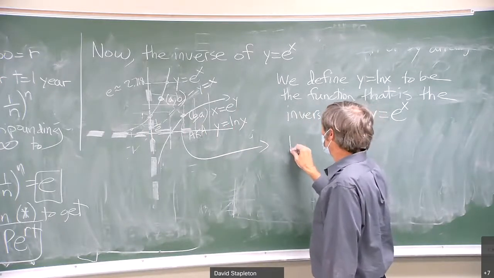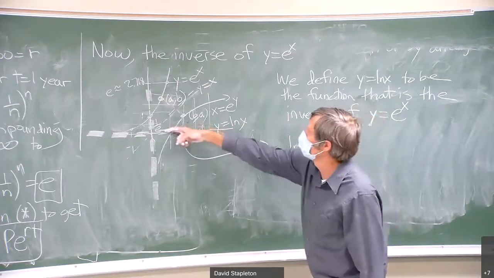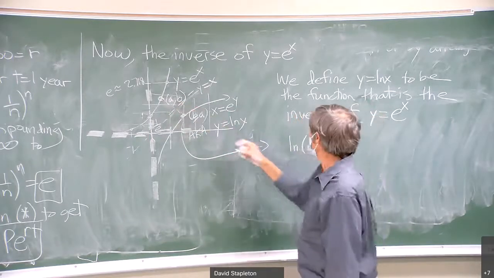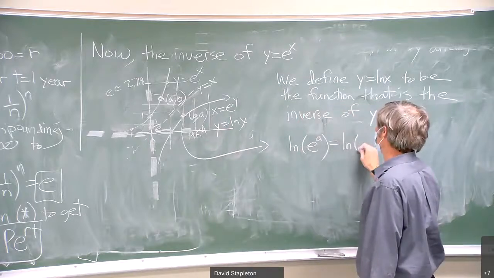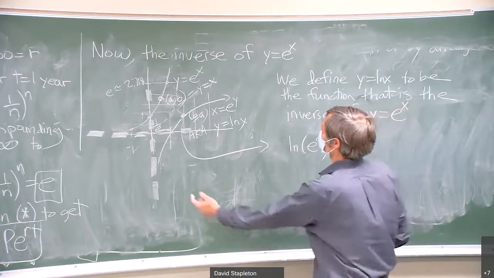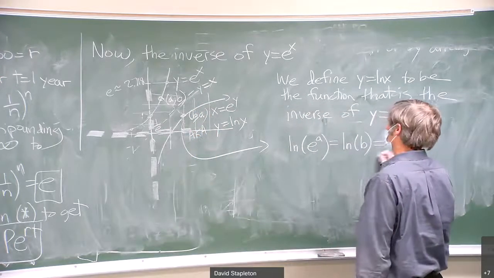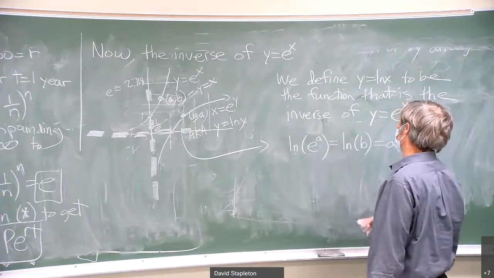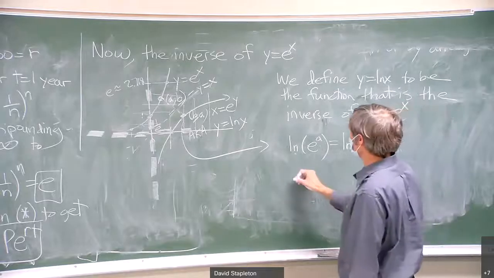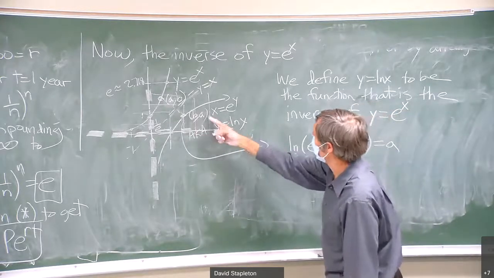And now you notice that if I take the natural log of e to the a for any number a, well, e to the a is b. This is ln of b. But this is the ln of b function, so I have to get back a. Right? And so ln and e undo each other. That's the property of inverse functions. Also, the other way, e to the ln of b is a.